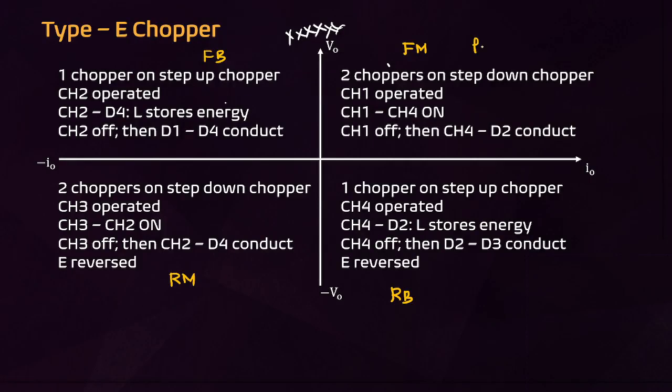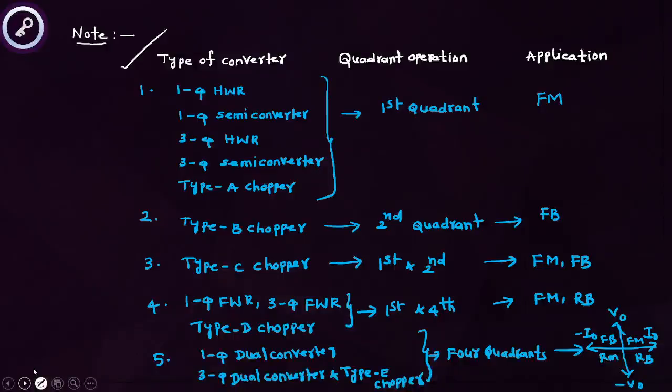Power P0 is positive. Power is positive means power is delivered from source to load. Power is negative means power is delivered from load to source. Motoring mode, source to load. Braking mode, load to source. Like that you have to remember.